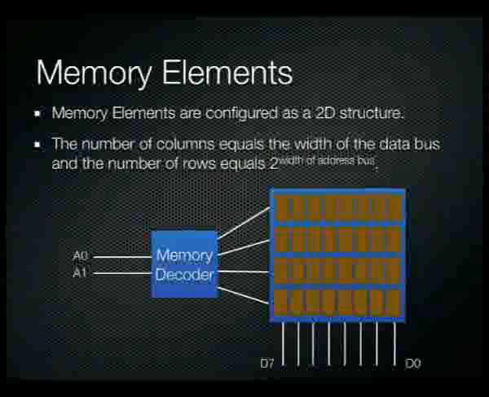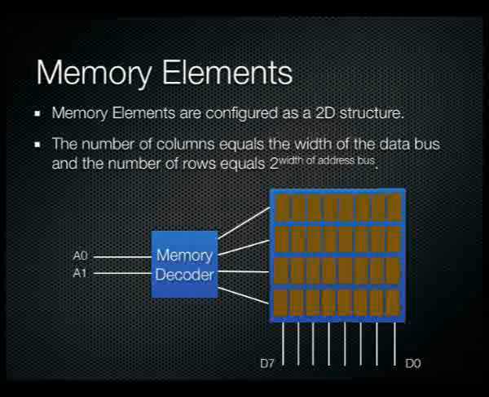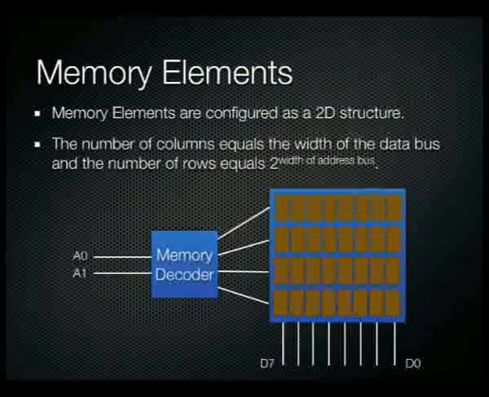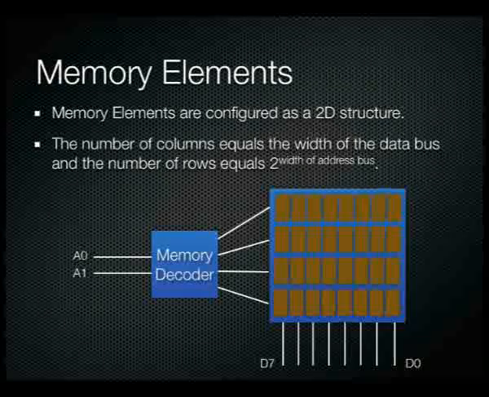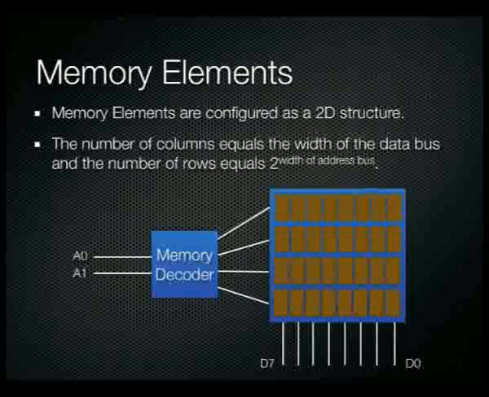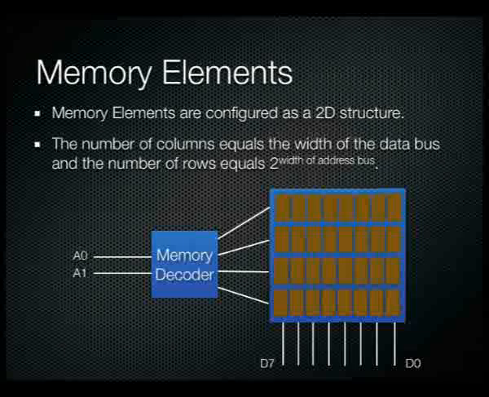As I said before about the memory elements, we have this two-dimensional structure that consists of these memory elements. The size of this two-dimensional structure depends on both the size of our address bus into the device and the size of the data bus coming in or out of that device. So we have a number of columns that equals the width of the data bus, representing the total number of bits that we can drive out at a particular time on the data bus. And then we have the number of rows, which is equal to 2 raised to the power of the width of the address bus.